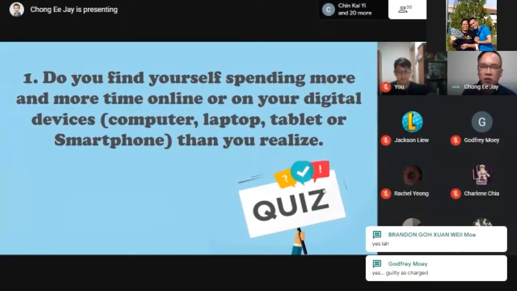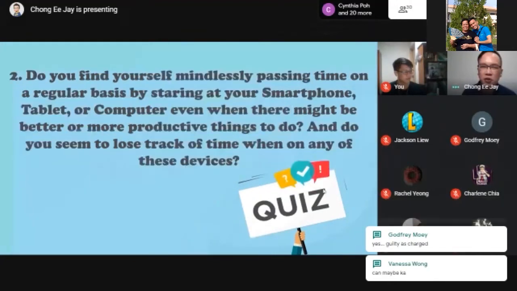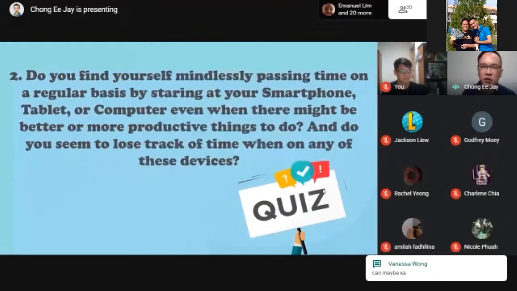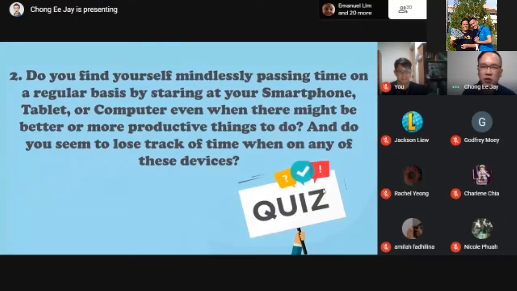Moving on, question 2. Quite lengthy, this question. Do you find yourself mindlessly passing time, scrolling, on a regular basis by staring at your phone, your tablet, or your computer, even when there are more important or more productive things that you're supposed to do? And when you do so, do you find yourself losing track of time?